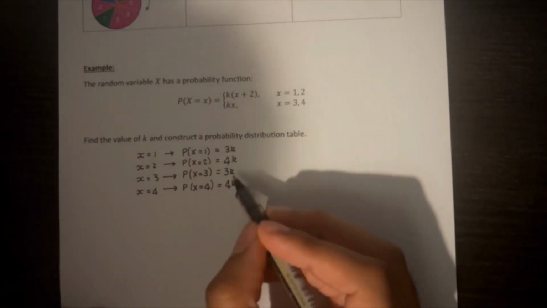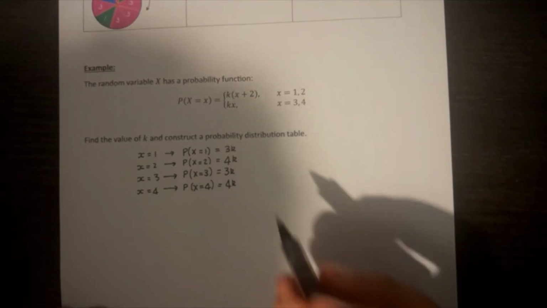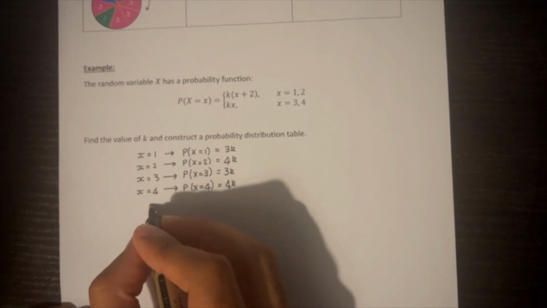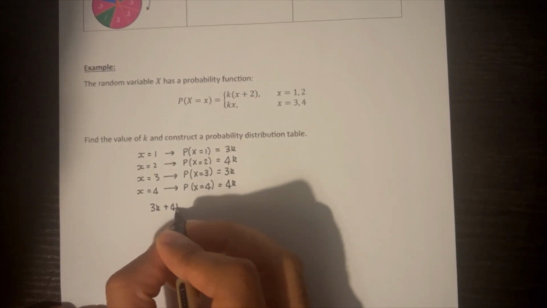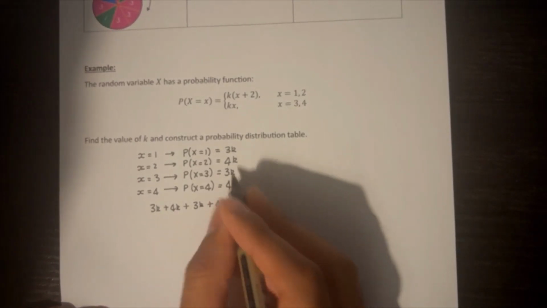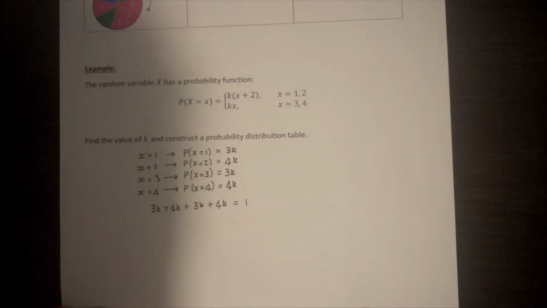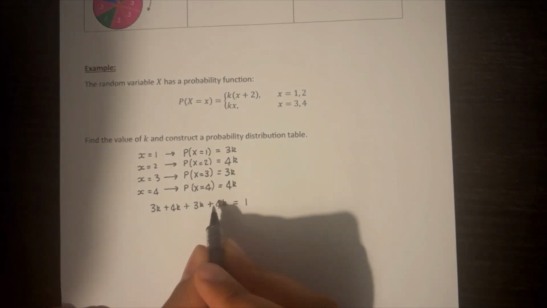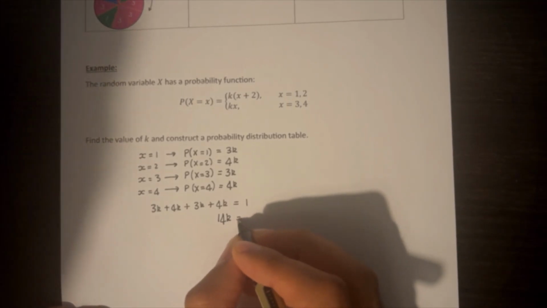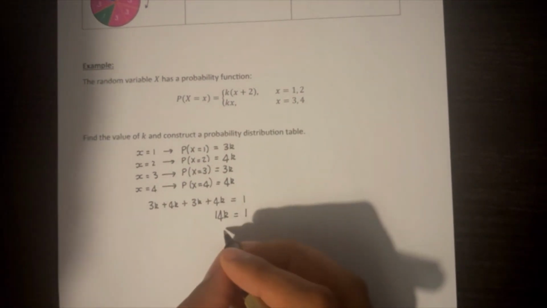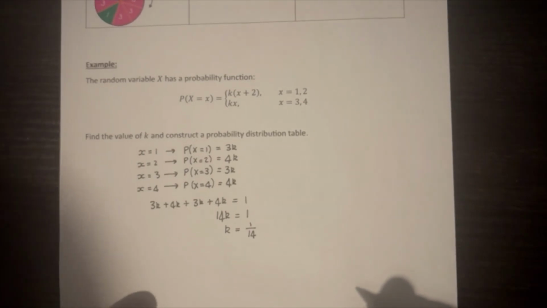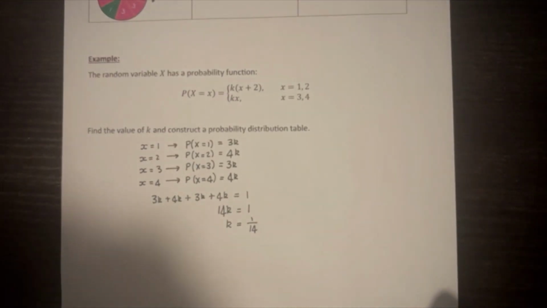Now, because these are probabilities and they are the only outcomes that can occur, these 4 must have a sum of 1. So I can say that 3k plus 4k plus 3k plus 4k must be 1. Now 3 plus 4 is 7, plus 3 is 10, plus 4 is 14. So I've got 14 lots of k must be equal to 1. Therefore k must equal 1 over 14. So I've found my value of k.